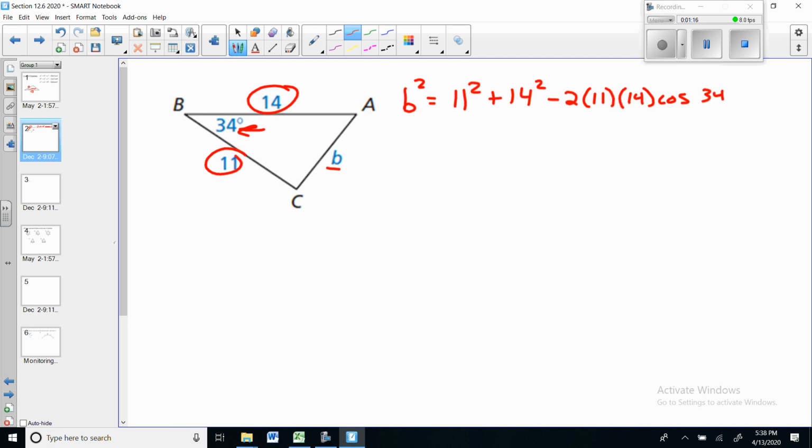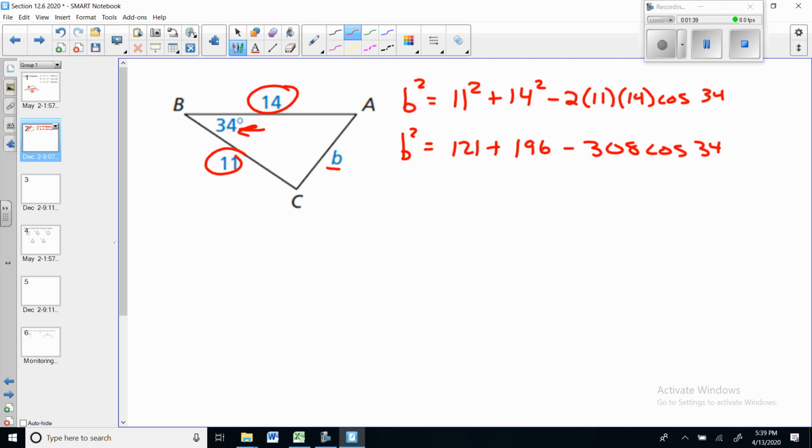Now, this problem is one that I'm going to work through a lot using longhand, because it is a problem where there are a lot of different places that you can make careless math mistakes. When I take 2 times 11 times 14, that is going to give me 308, and that's going to be multiplied by the cosine of 34.